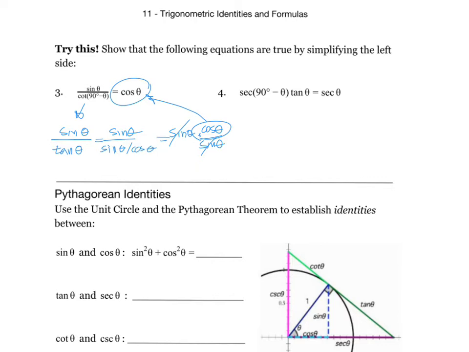Next one, secant of theta tan. Okay, so we're going to try to convert this to functions we like. So secant of 90 minus theta is going to be the same as cosecant of theta. Tan of theta is the same as sine of theta over cosine of theta. Put a 1 over 1 there. And let's see, cosecant, I happen to know that cosecant is the reciprocal of sine.